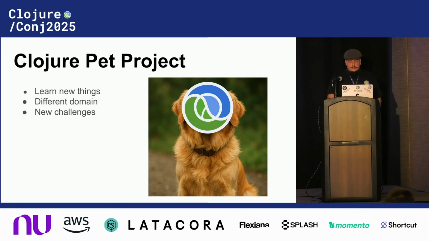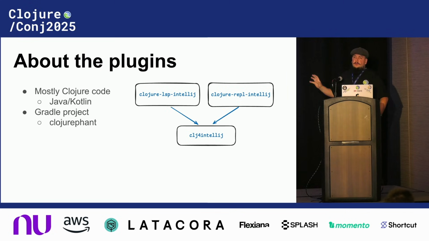So, a little bit about the plugins. They are mostly written in Clojure. There is a little bit of Java and Kotlin that we are not able to get rid of. It's a Gradle project. It was the first time that I was working with a Gradle project using Clojure. I discovered the Clojurephant, a plugin for Gradle projects to have the Clojure tasks there.